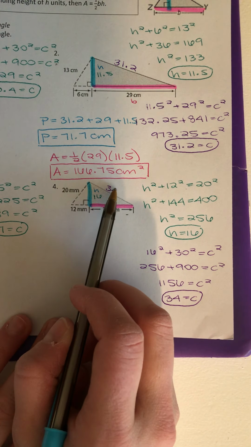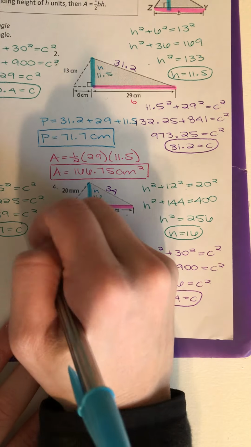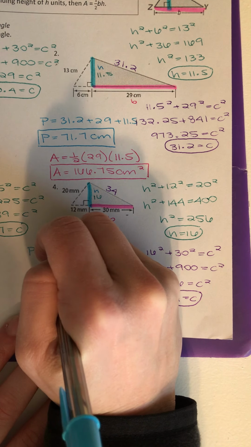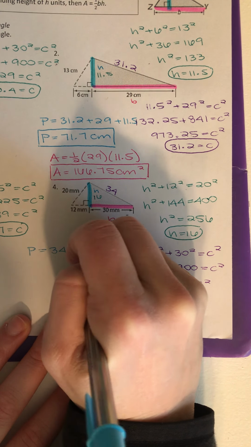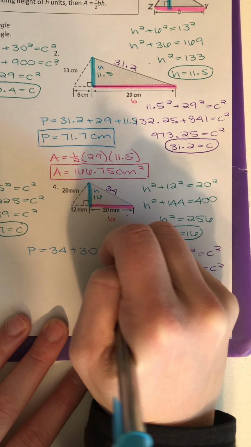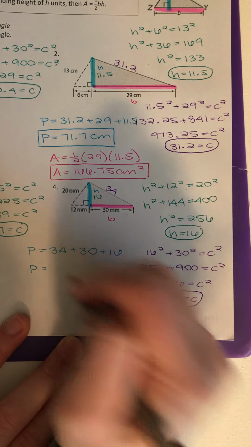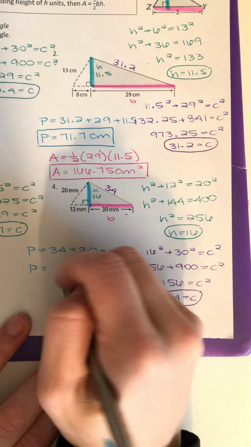My perimeter will be 34 plus 30 plus 16. Which is 80.